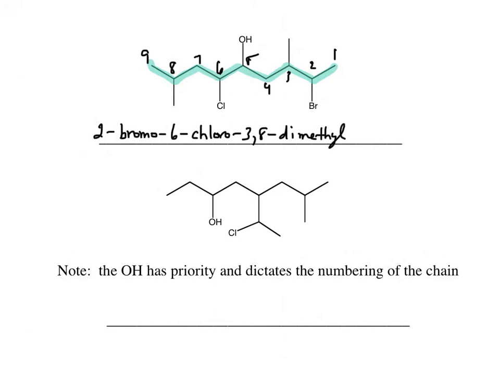Now it's 9 carbons, so it's nonane. But remember, we drop that E ending. Let's just erase it. And we put 5-ol.